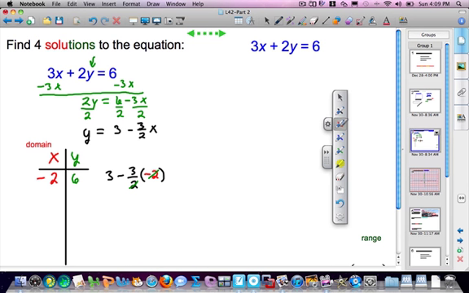I'm going to continue that same pattern, always showing my work. 3 minus 3 over 2 times the x value of 0. And once again, this is the minimum amount of work that needs to be shown. You can always show more. So 3 halves times 0 is 0, so the output is 3. The next input, or independent variable, will be 1. Once again, I write down the expression, follow the order of operations, and evaluate that expression for the x value of 1. And I find that 3 minus 1.5 is 1.5.